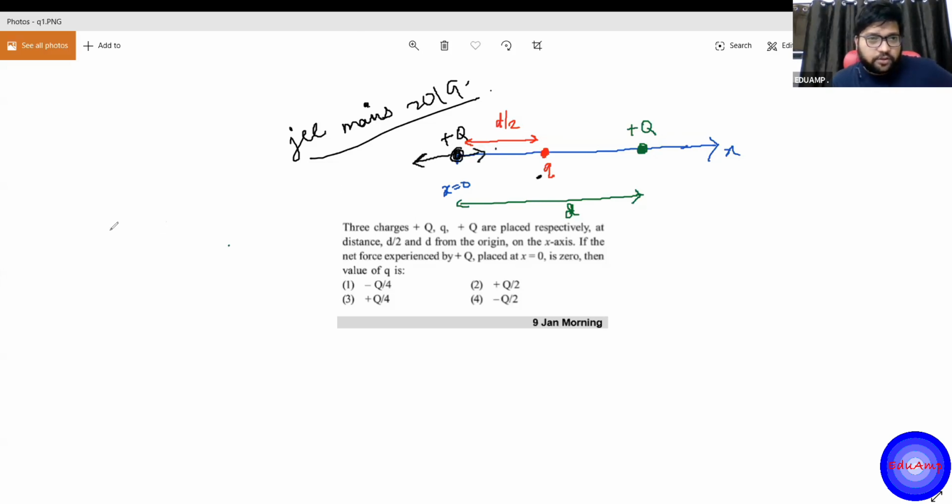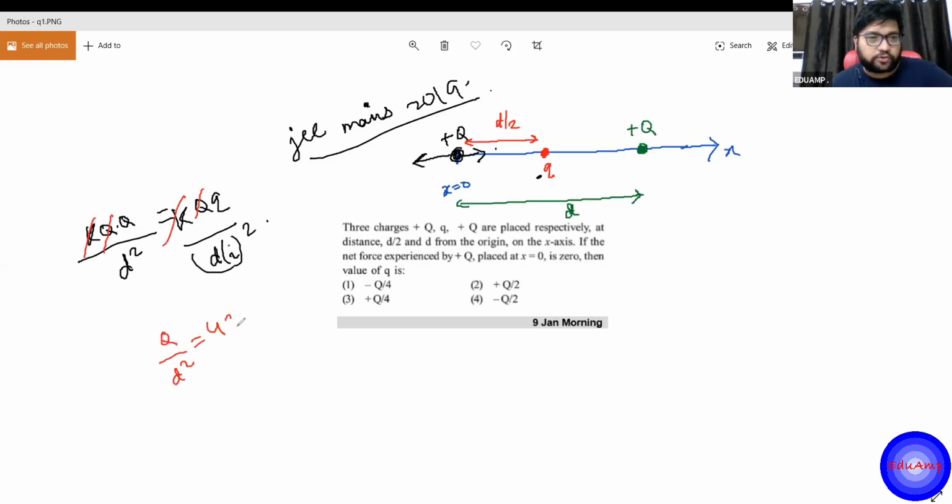So I can say kQ into Q by d square must be equal to kQq by (d by 2) square. Simple. So just cancel out k, cancel out Q, and then it will become Q by d square is equal to 4q by d square. So q becomes, in magnitude, Q by 4, but obviously it has to be negative. So the answer will be the first one. Correct. Okay. The next question.